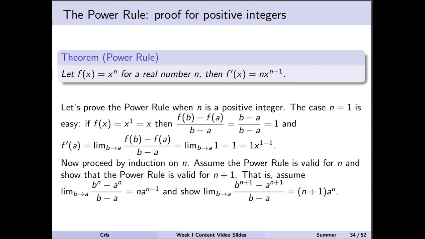We're going to assume we know the power rule for n, and then we're going to prove the power rule is also valid for n plus 1. Okay, so we get to assume this limit right here because that's the power rule for n. The limit as b goes to a of b to the n minus a to the n over b minus a equals what the power rule says it is, equals n times a to the n minus 1. We're going to assume that. And then we're going to show that then it's true for the next number, that if we change n to n plus 1, we get what the power rule says as well.